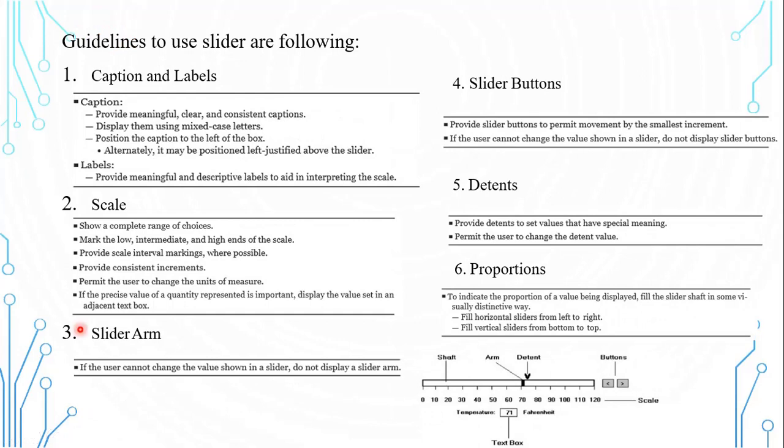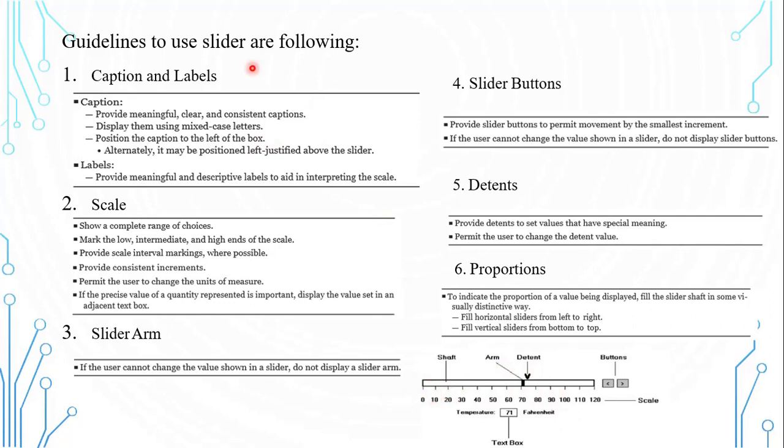Now let us see the guidelines for creating the slider. First you have captions and labels. Captions and labels can be placed on the slider. Sometimes it may not be visible. When you click on the icon, it may show the caption and label, or sometimes it may directly show the slider itself. But if you are providing the caption or the label, provide meaningful, clear and consistent captions. Display them using mixed case letters, and also position the caption to the left of the box.